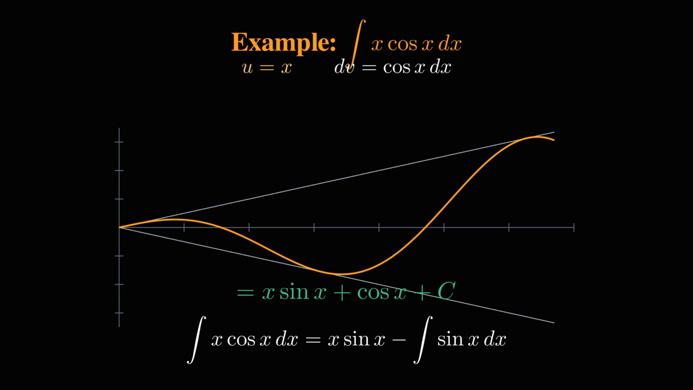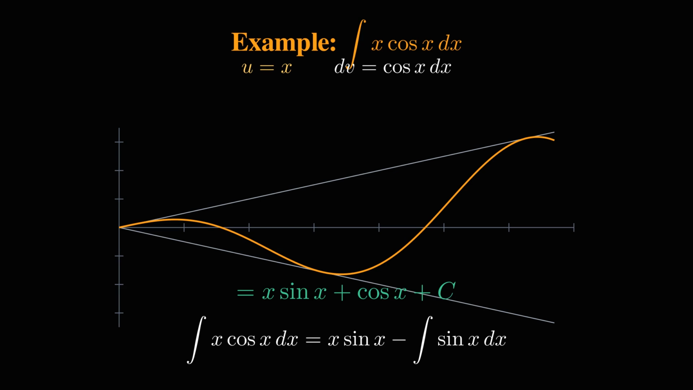The usual classroom advice is to pick u as the thing that gets simpler when differentiated. Polynomials are friendly here. Differentiate x and it becomes 1. Differentiate x squared and it becomes 2x. They gradually calm down, like someone lowering the volume on an old radio. Meanwhile, dv should be something you can integrate. Cosine becomes sine. Exponential stays exponential. Logarithms often become simpler once they are differentiated.